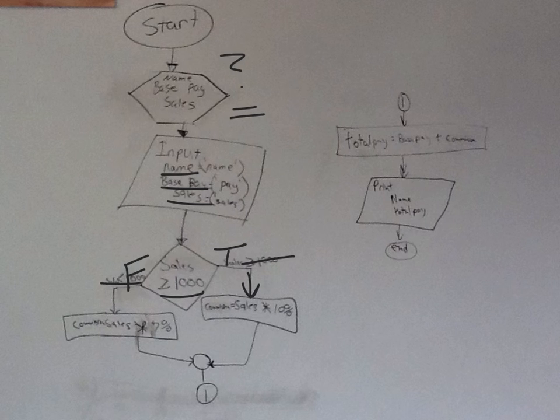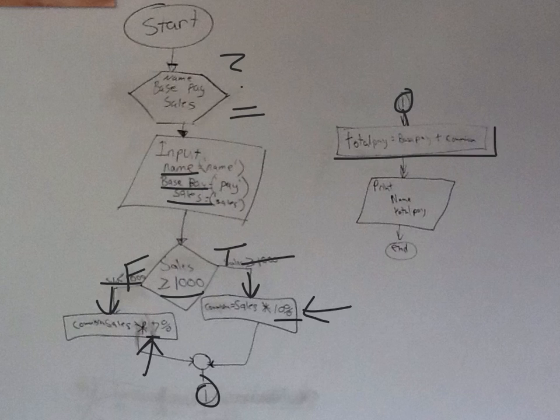Then they calculate the commission. Calculate the commission with the other percent. Now you notice the other group, they stored the percentages in a variable, which is a good idea. And then they got one, you're going to go up. Here's one. Then they figured out the total pay with the base pay plus commission, printed, and stopped.